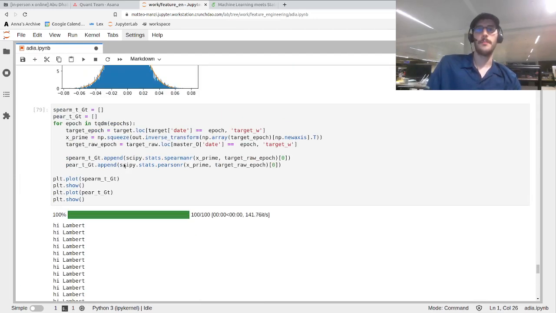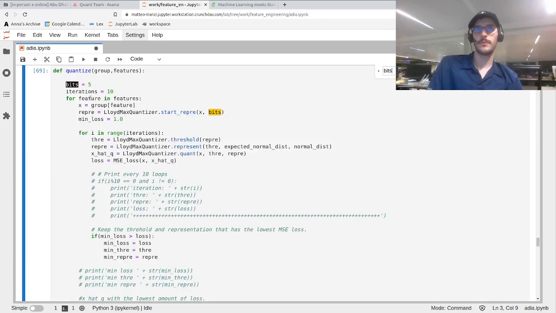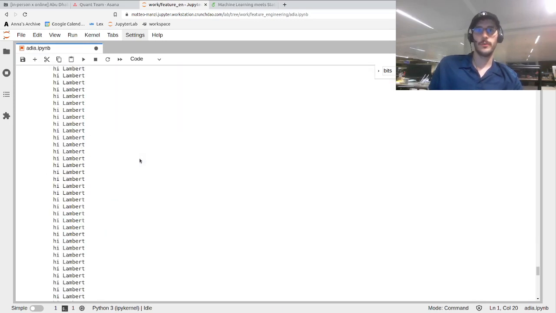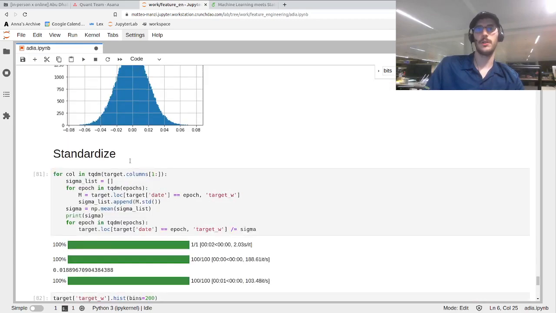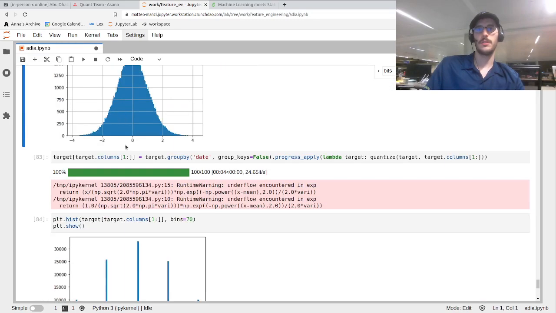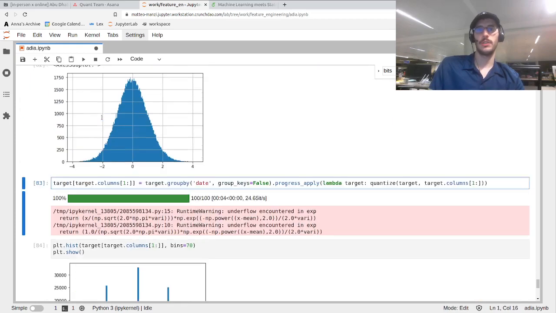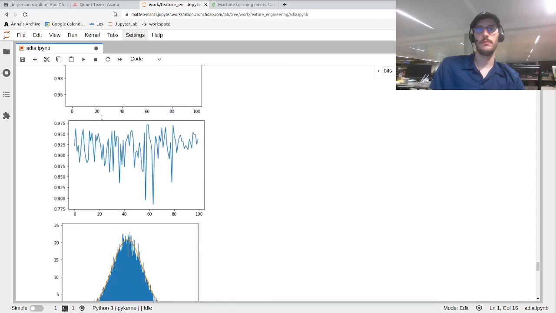So if I go up, and we want 11 instead of 5, we can have 11. And sorry, it's not here. Where are we? Standardize, target. Did I overwrite the target? Yes, I did. So let me rerun briefly all the steps.